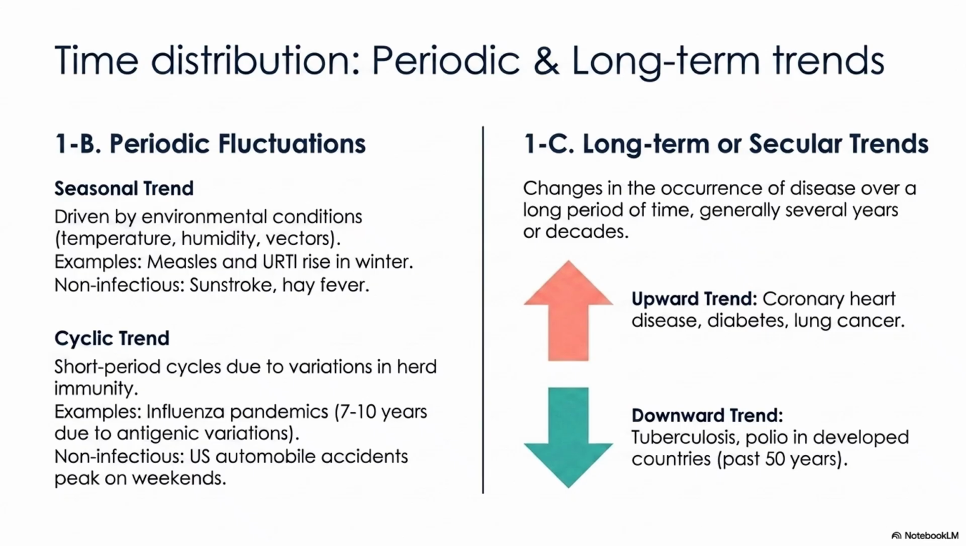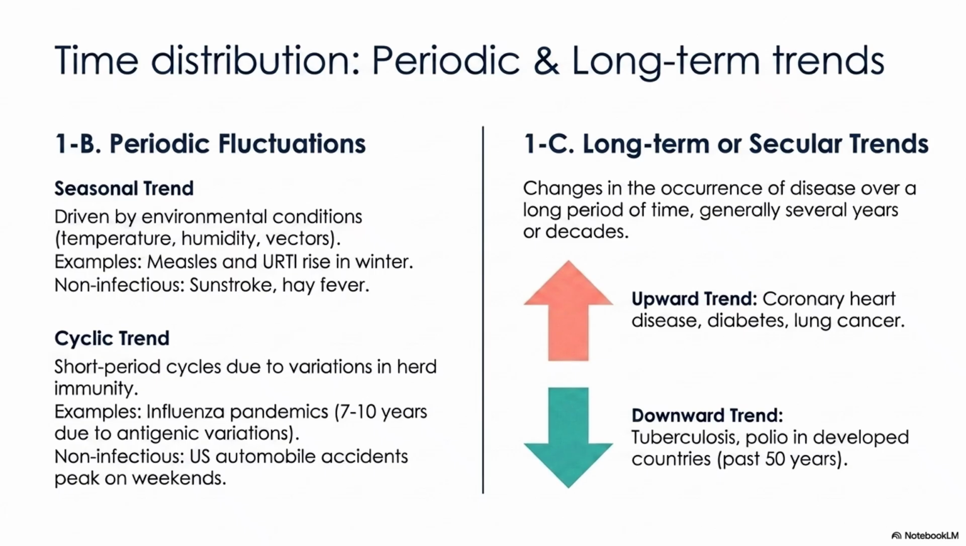Examples like measles and upper respiratory tract infections will rise in winter, and vector borne diseases like malaria and dengue will rise in the rainy season, as you know. Not only communicable diseases, but non-communicable diseases also show these seasonal trends, like sunstroke, which will be seen due to high temperatures during summer. And second is cyclic trends. Cyclic trends means outbreaks or epidemics will happen in cycles, like once in 5 years, once in 10 years. In cycles, these outbreaks will happen.